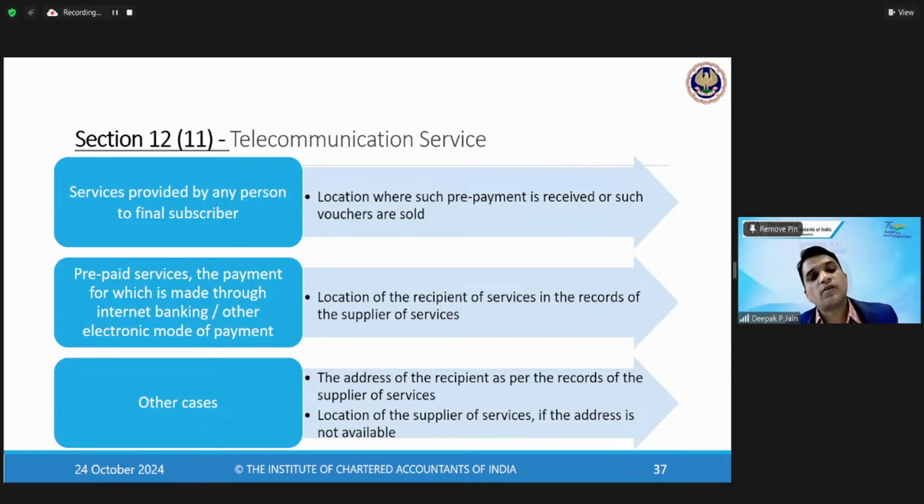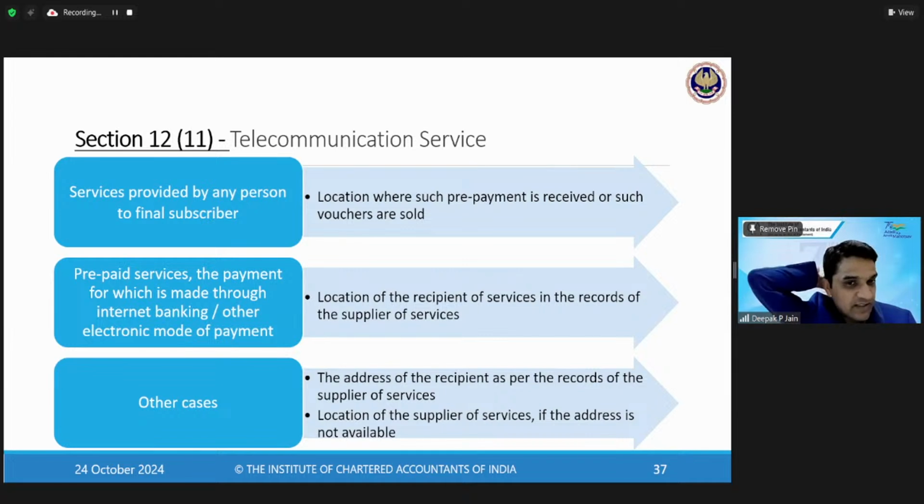Now, services provided by any person to the final subscriber: the location where the prepayment is received or such vouchers are sold. So it could be an agent, re-agent, or it could be sold by any person to the final consumer. Then the location where such prepayment is received will be the place of supply.